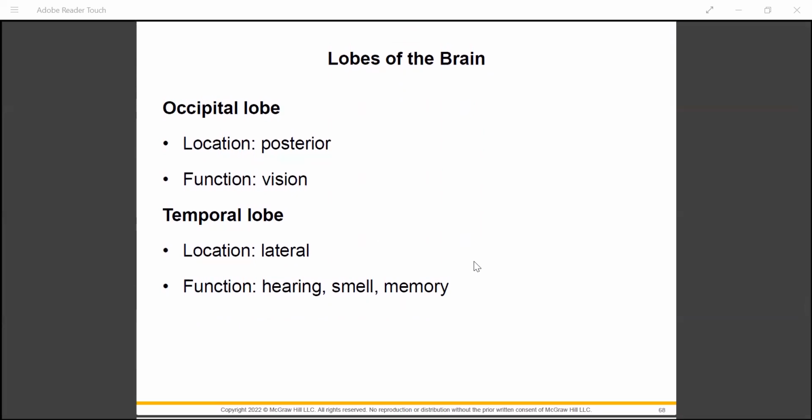Our occipital lobe is in charge of vision. Remember, that's all the way on the back half. Then our temporal lobes, just above the ears, inferior to the parietal lobes, are in charge of hearing, smell, and memory.